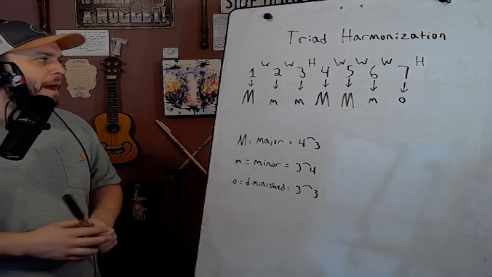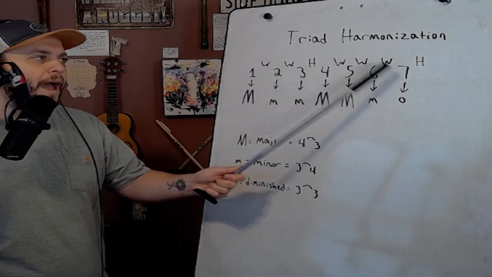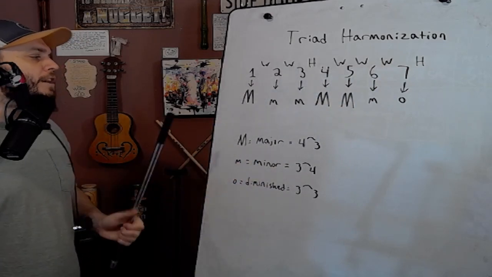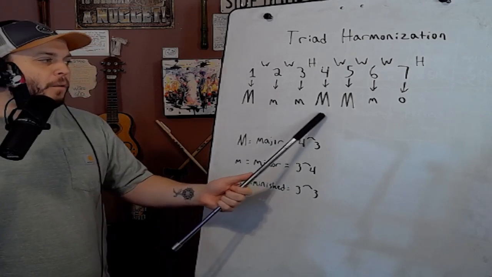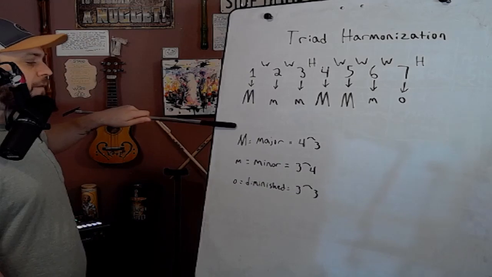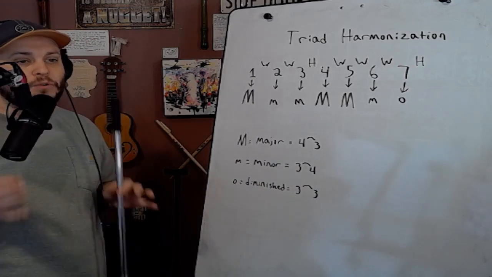You're going to want to memorize, just like you memorized whole, whole, half, whole, whole, whole, half, and saying it backwards, half, whole, whole, whole, half, whole, whole. You're going to want to memorize that the 1 is major, 2 and 3 are minor, 4 and 5 are major, 6 is minor, 7 is diminished. And your chord formulas, your half-step formulas on how to create these chords, the sooner you can do that, the better.